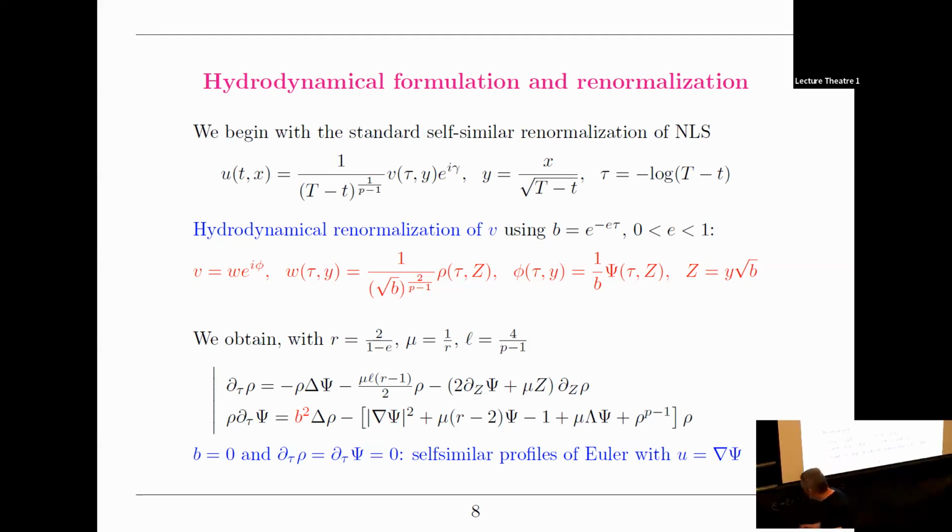And of course, the goal: rho check is a self-similar solution to Euler. There is a slight modification, because, as we'll see, this profile decays very slowly at infinity, so you have to modify it. But let me not get into that. Just let me pretend I plug the Euler profile here.